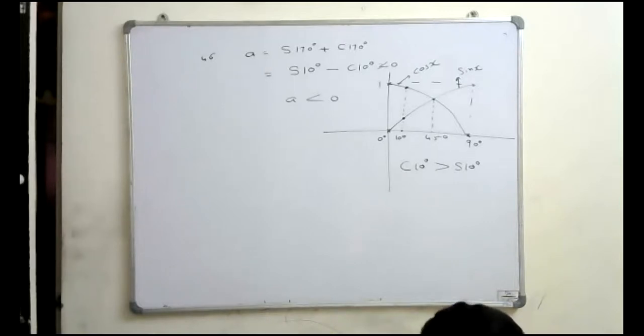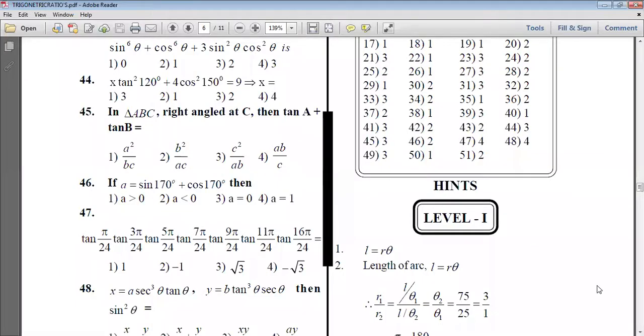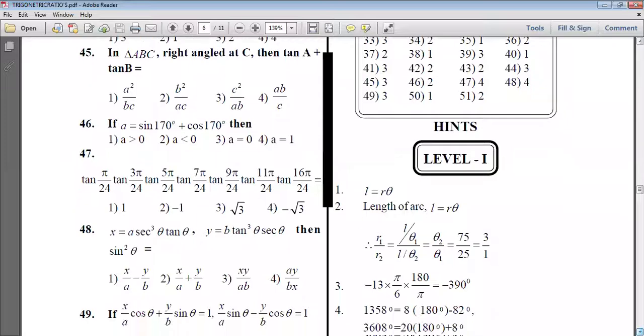Any more doubts? Any more doubts? So, 47th question. Okay, look at the 47th problem.